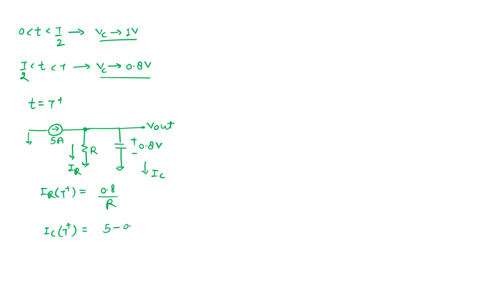5 ampere minus 0.8 by R. This is the value. Here for the time being, if I consider my R to be 1, then it is nothing but 4.2 ampere. So slowly we are seeing that capacitor current is reducing. Previously, IC 0 positive was 5 amp. IC T positive, after every time cycle, we are seeing that capacitor current is reducing.